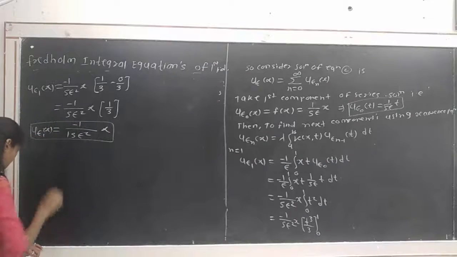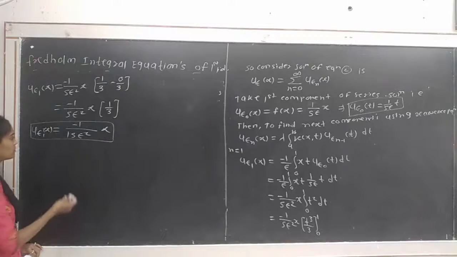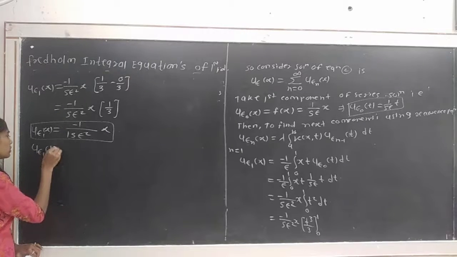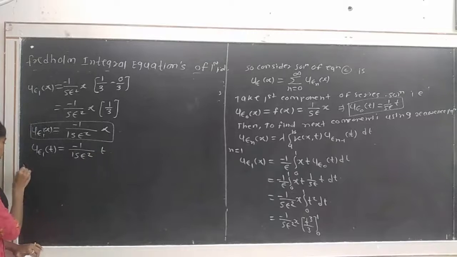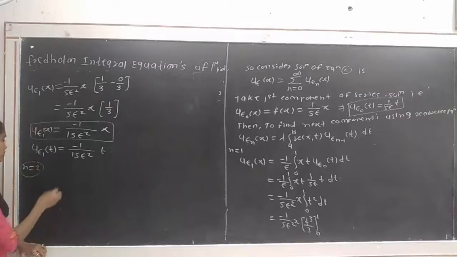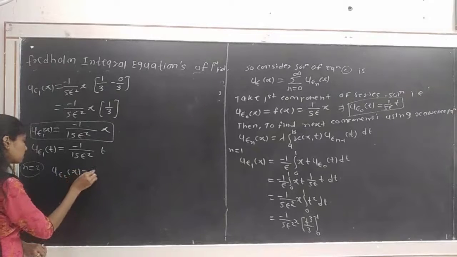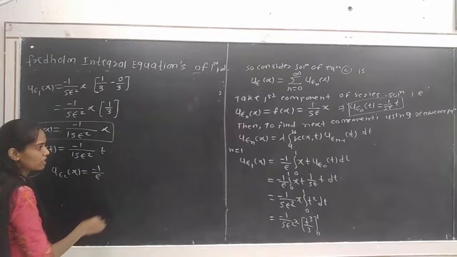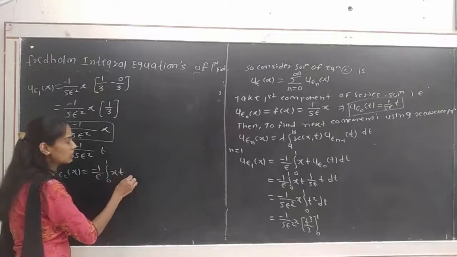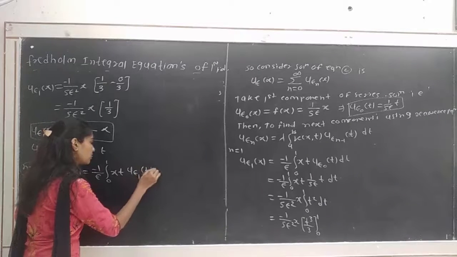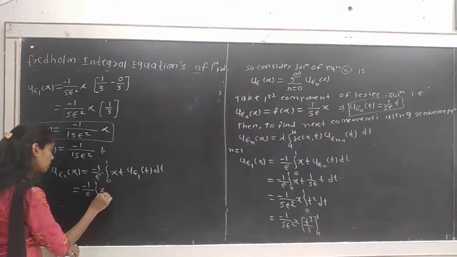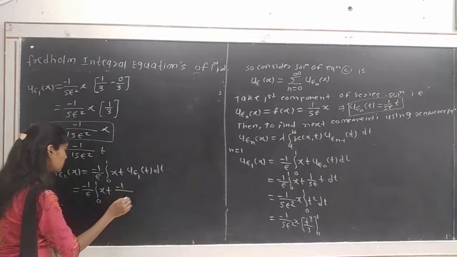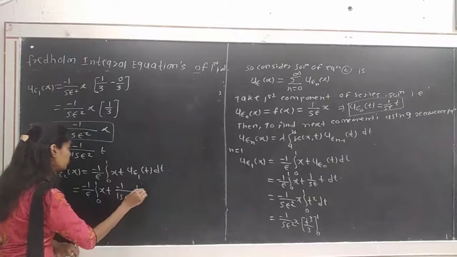Okay, then using this second component, we want to find the third component. From that, u epsilon 1 of t, in terms of t, will be minus 1 divided by 15 epsilon square into t. Then for n is equal to 2 in the recurrence relation, we want u epsilon 2 of x is equal to lambda. We can write directly minus 1 by epsilon integration from 0 to 1 x into t, and here u epsilon 1 of t dt. We put the values: u epsilon 1 of t will be minus 1 divided by 15 epsilon square into t.